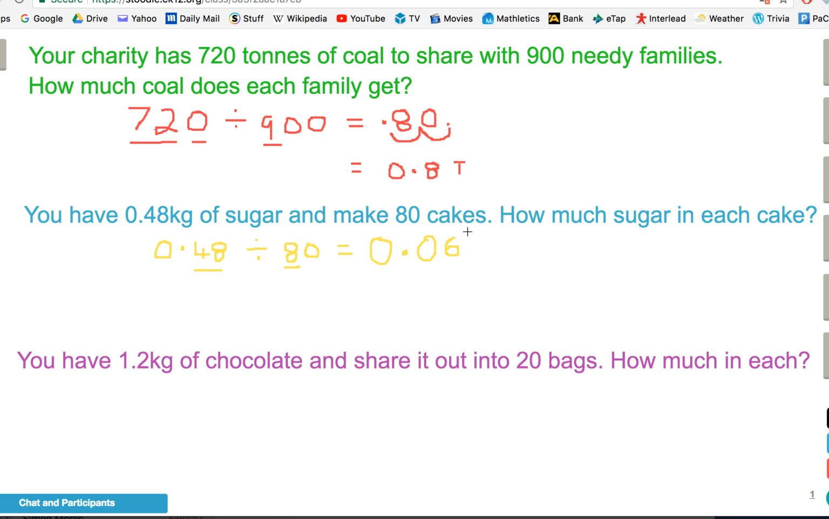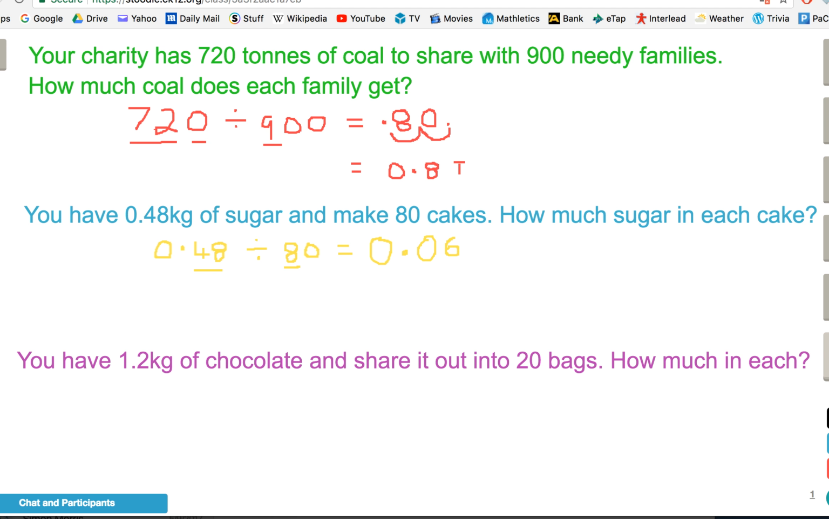And the way you can, again, just stop and think. If it's 6 hundredths in one of these, then 2 of them will be 12 hundredths, and 3 of them will be 18 hundredths. And you keep going up, and once you get to 8 of them, it's 48 hundredths. Okay, so we've done the first part. We've done a basic fact division. 0.48 divided by 8 is 0.06.